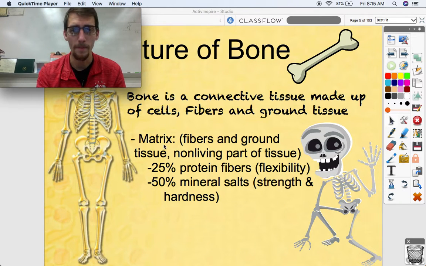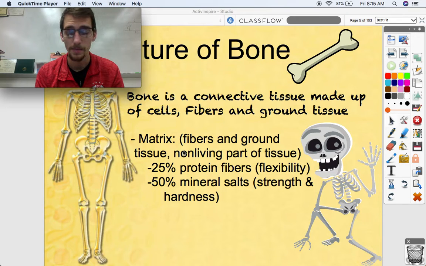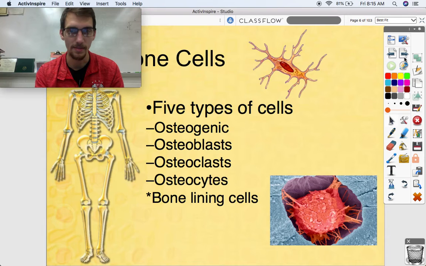All right. So the matrix of bone is 25% protein fibers, such as collagen. Collagen is a very strong type of fiber that your body is able to produce, and 50% is mineral salt. And I bet you know what kind of mineral. If you've ever watched a commercial about milk or something, you probably know what mineral I'm talking about. So mineral salts provide strength and hardness to bone tissue, and that's something we're going to be looking at later on.